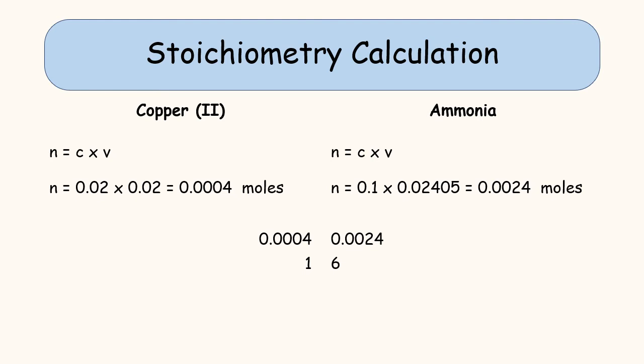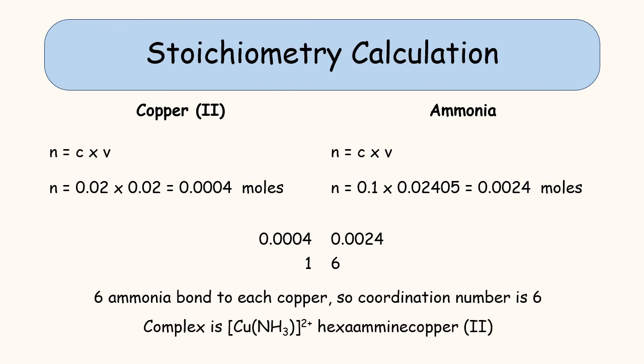0.0024 moles. Now, just like we've done in gravimetric analysis, when we were working out the moles of water of crystallisation, when we've got a ratio, what we do is we divide each number by the smallest number. And so we're dividing by the moles of copper, and we get a ratio of 1 to 6. That means we know that 6 ammonia molecules are bonding to each copper. That means that because ammonia is a monodentate ligand, it only forms one bond, the coordination number of copper is 6.